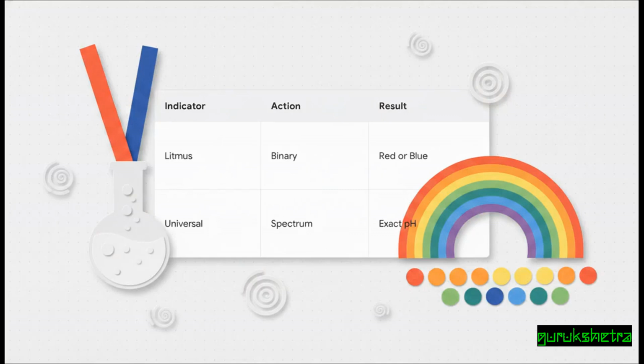To figure out what kind of solution we're dealing with, we use visual indicators. Now, simple litmus paper is pretty straightforward. It's basically binary. It just turns red if a solution is an acid, and it turns blue if it's a base. It tells us what the solution is. But if we want to know exactly how strong it is, we need something a bit more advanced, like a universal indicator. This paper is actually impregnated with a whole mix of different indicators. So instead of just a basic red or blue, it gives us this magical full spectrum of colors showing all the different pH levels. It doesn't just say, hey, I'm an acid. It gives us a quick, instant measurement of the chemical's true strength.